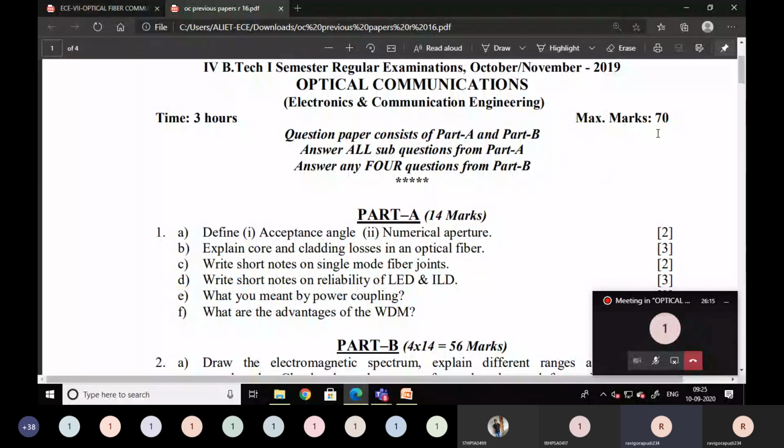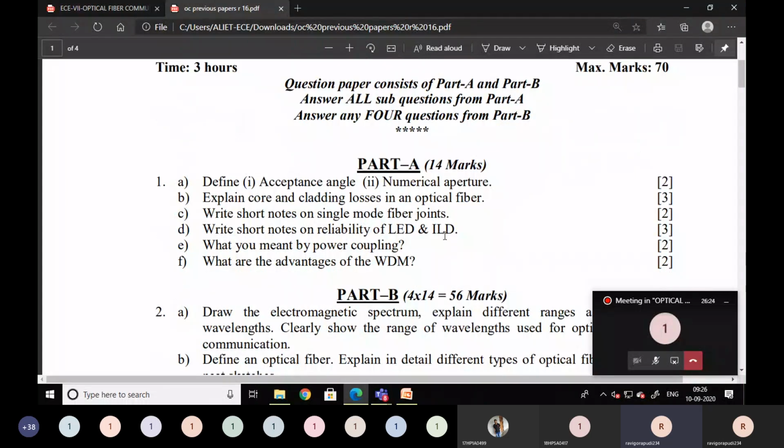Okay. So first thing, for example, I am discussing regarding external. So part A is essential. Maximum part A questions are from the syllabus only. If you know the syllabus, in that syllabus we have types of fibers, step index, graded index, like that they mention in the syllabus. That means types of fibers are step index and graded index. Like that you can understand.